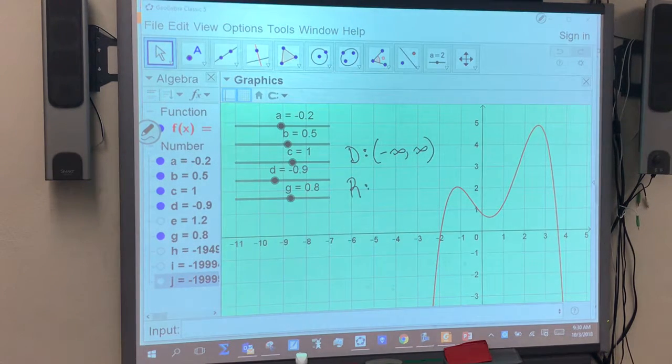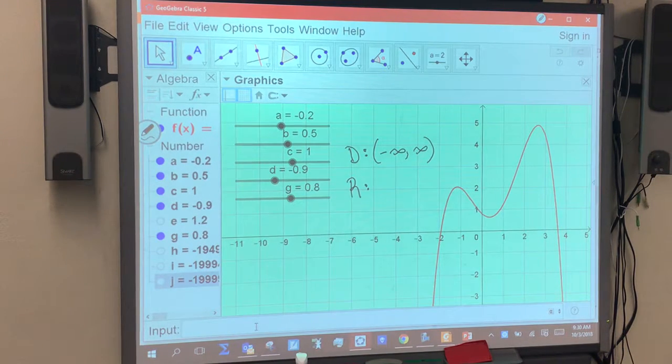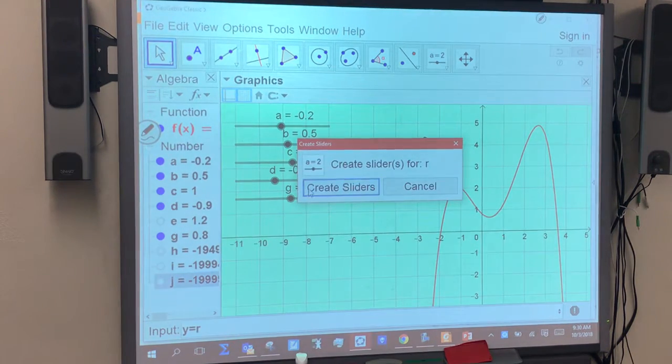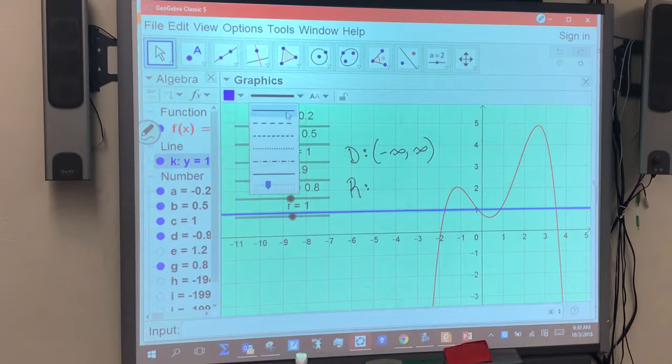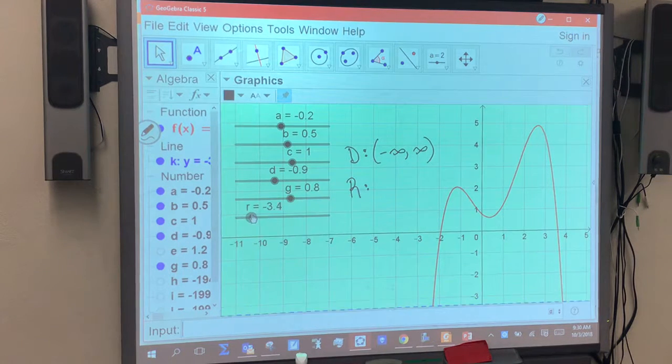Our range. Where do we start when we look at our range? Do we start at the bottom and go up, or top down? Bottom up, right? So we'll start with a horizontal line down here, and I'm going to slide it up to see what y values I intersect, correct? And whatever y values I intersect are the y values that I'm going to list in my range, okay?